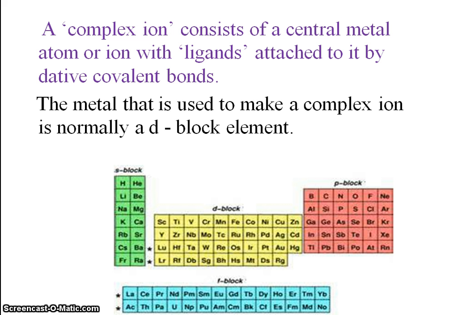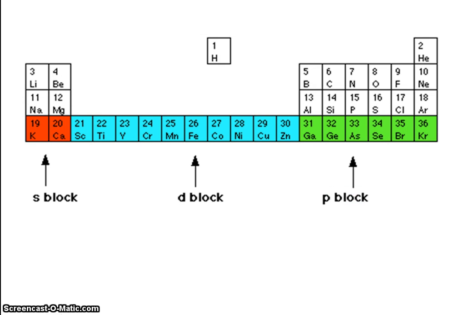A complex is made up of a central metal atom or ion, and the ligands are attached by dative covalent bonds. The metal that's used to make a complex is normally a D block element. To remind you, the D block elements are in the middle of the periodic table between group 2 and group 3. We generally focus on the first row, those D block elements from scandium through to zinc, in blue there.